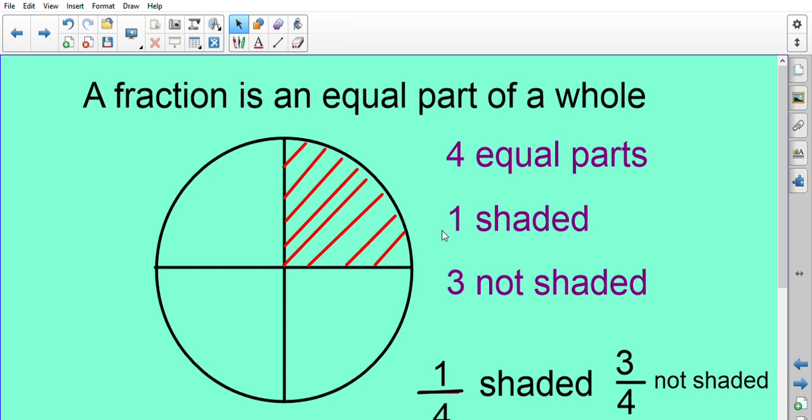Okay, and you can see that one part is shaded, three are not shaded. So our denominator is the number of equal parts in total altogether. So we've got four equal parts, and that's the number on the bottom. Our numerator is one for the shaded, and if we're talking about not shaded, it's three. So we've got 1/4 shaded, 1 out of 4 shaded, and 3 out of 4 not shaded.